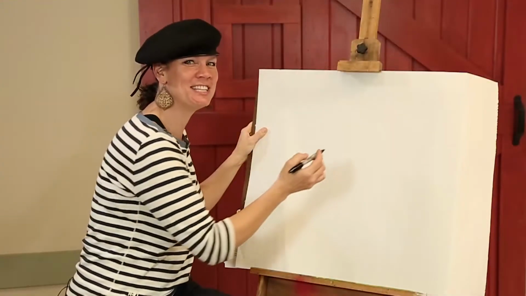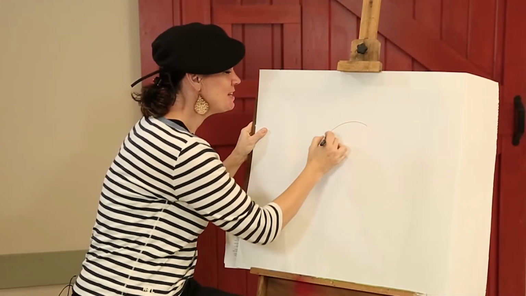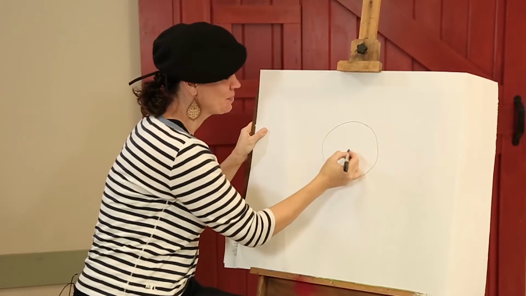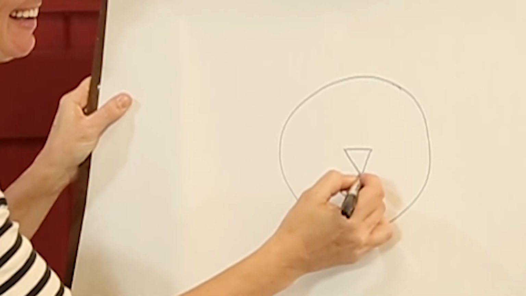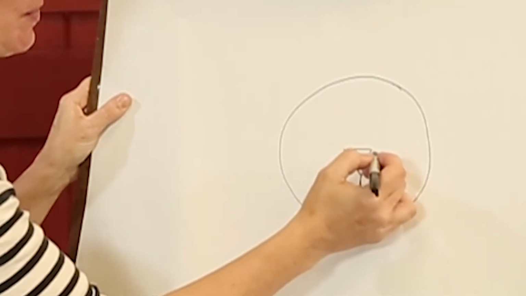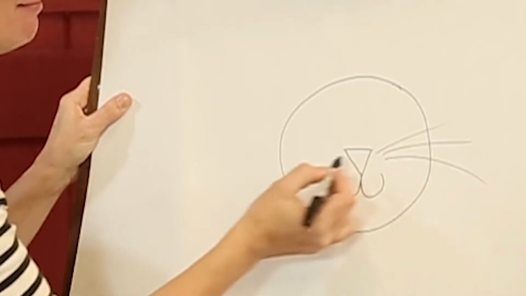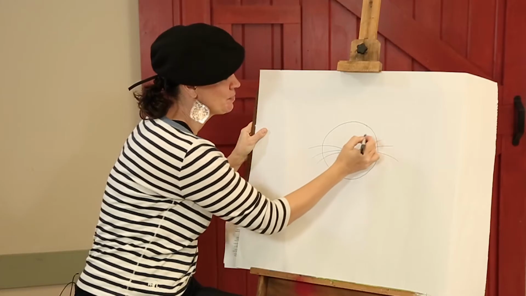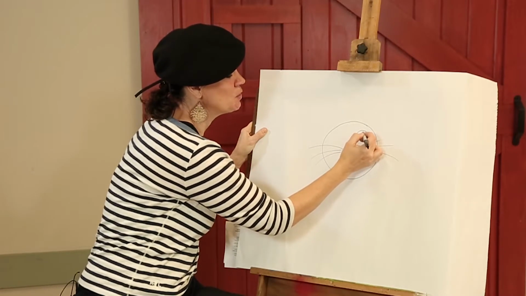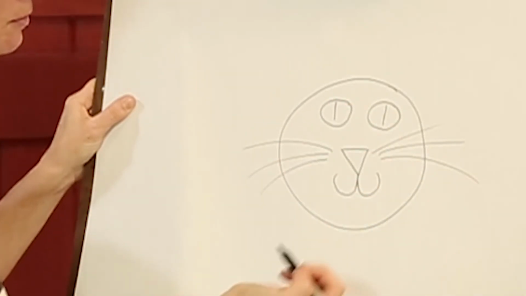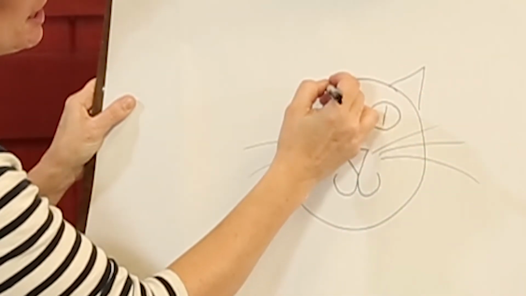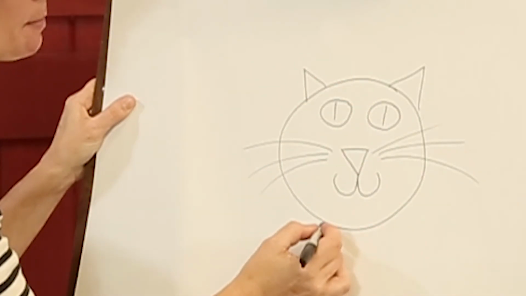And now it's time for the kitty cat. Start with a large circle, a triangle with the point down, a fish hook, whiskers going off the page, a circle with the eyes being vertical, some triangle ears, and the same body.